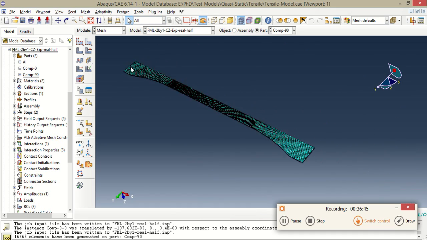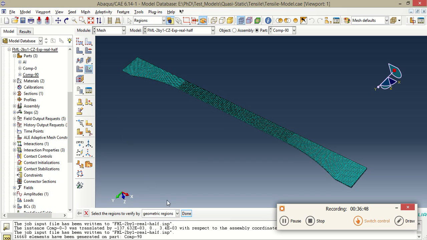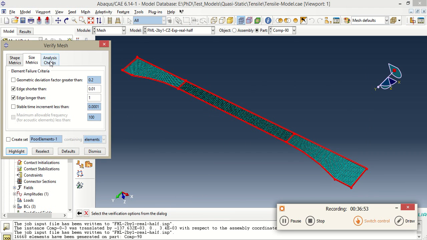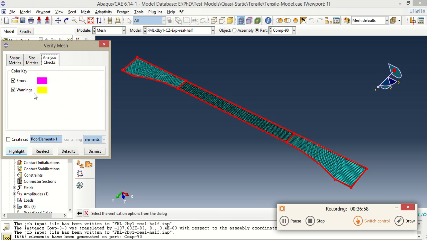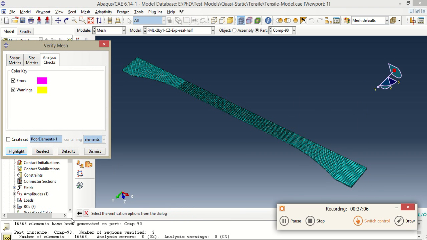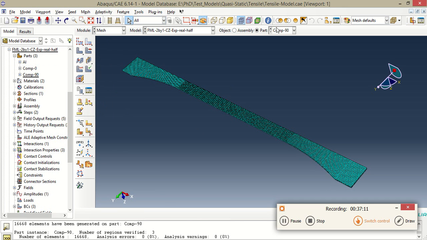And always remember to check the geometric regions, like in the part module, just verify the mesh. So there are no analysis errors, no warnings, which means your mesh is fine. Similarly, you can mesh the other two, the aluminum and the composite, in the same way. Okay, fine, so this is all created.